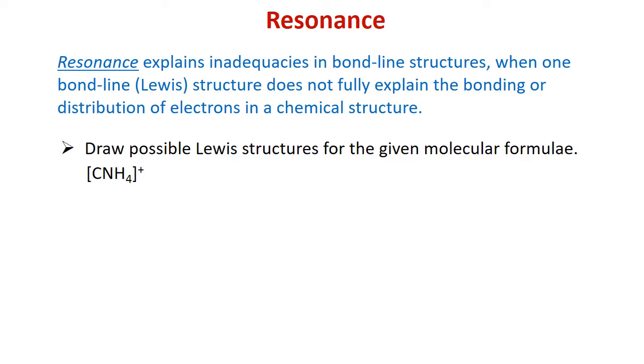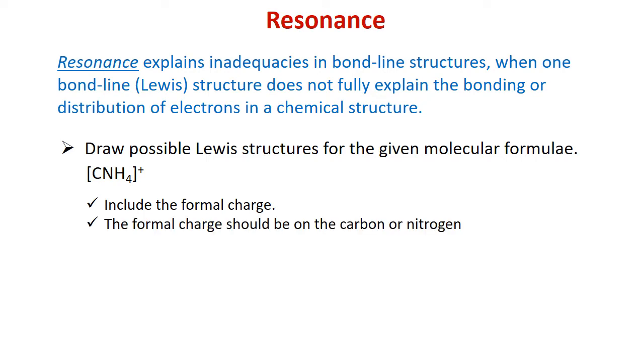CH5N with a positive charge on the whole molecule. Go ahead, start working on some possible structures and come up with at least one structure. Keep in mind that the structure you come up with must have at least one atom which has a formal charge of +1. Also realize that this formal charge cannot be on the hydrogens. It must be either on the carbon atom or on the nitrogen atom.